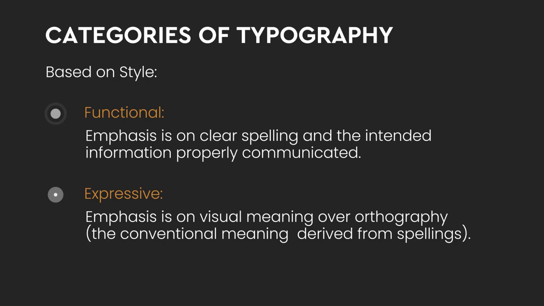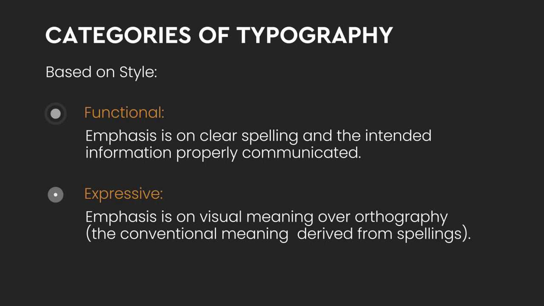For functional typography, the emphasis is on clear spelling and intended information being properly communicated. Whereas in expressive, we are taking typography as not just letters coming together to form words, so that we form spelling. Rather, we approach each of them as an art that we can use as a visual element to pass our message across. So I said here, emphasis is on the visual meaning over orthography, that is, the conventional meaning derived from spelling.